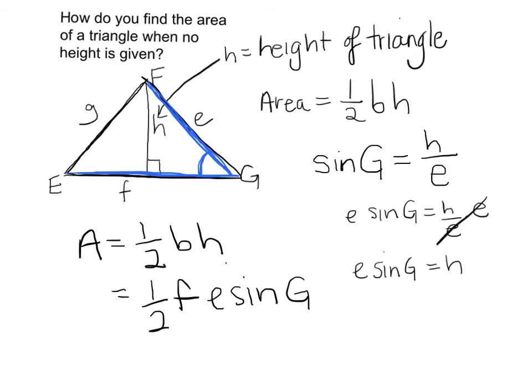So in order to use this method of finding the area of a triangle, you need to have a side, an angle, and a side, but not just any side, angle, and side. It wouldn't work if you had angle E but had side E and side F. You have to have the angle that's between the two sides that you have.